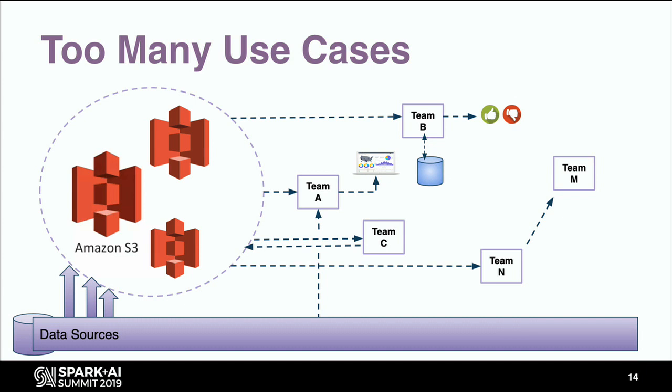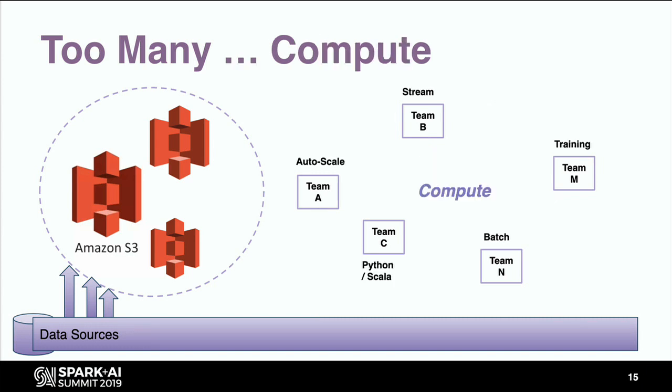Or any n or m number of use cases where a team is dependent on data processing already done by some other team. Now, if you see this, it is actually a requirement for a wide variety of use cases with quite varied compute requirements. A team might really want auto-scaling, some teams want their own language of choice, some want stream, some want batch, and some want to do machine learning training on top of it.